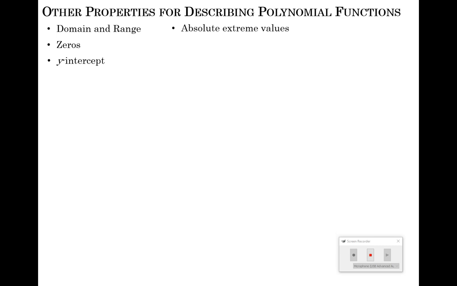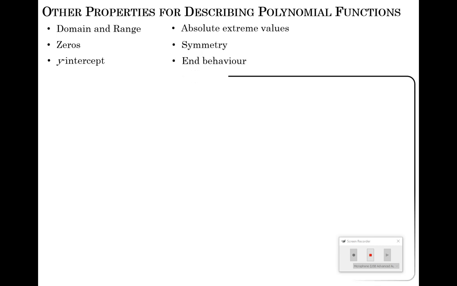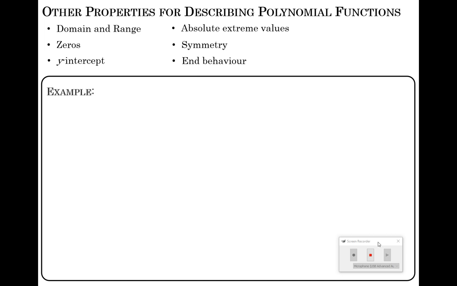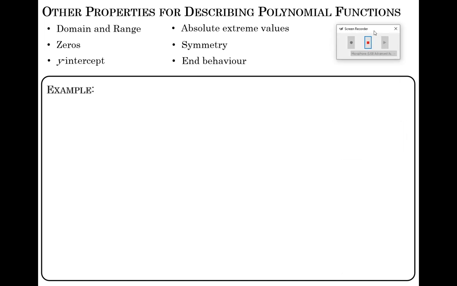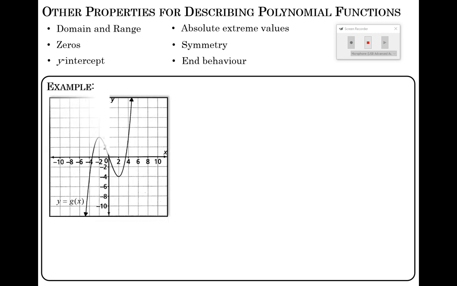Other properties to describe polynomial functions. We might talk about the domain and range. We might talk about the zeros, the y-intercept, the absolute extreme values, the symmetry, the end behavior. And here's an example to review all those things if they've slipped back into the recesses of your mind. Here's a function that we're going to use to talk about. In fact, it might be exactly the function I used in one of the other PowerPoints in Chapter 1. This might be a complete 100% copy and paste review from Chapter 1, but let's go through it. Domain, any x value is possible, so domain is x element of reals.